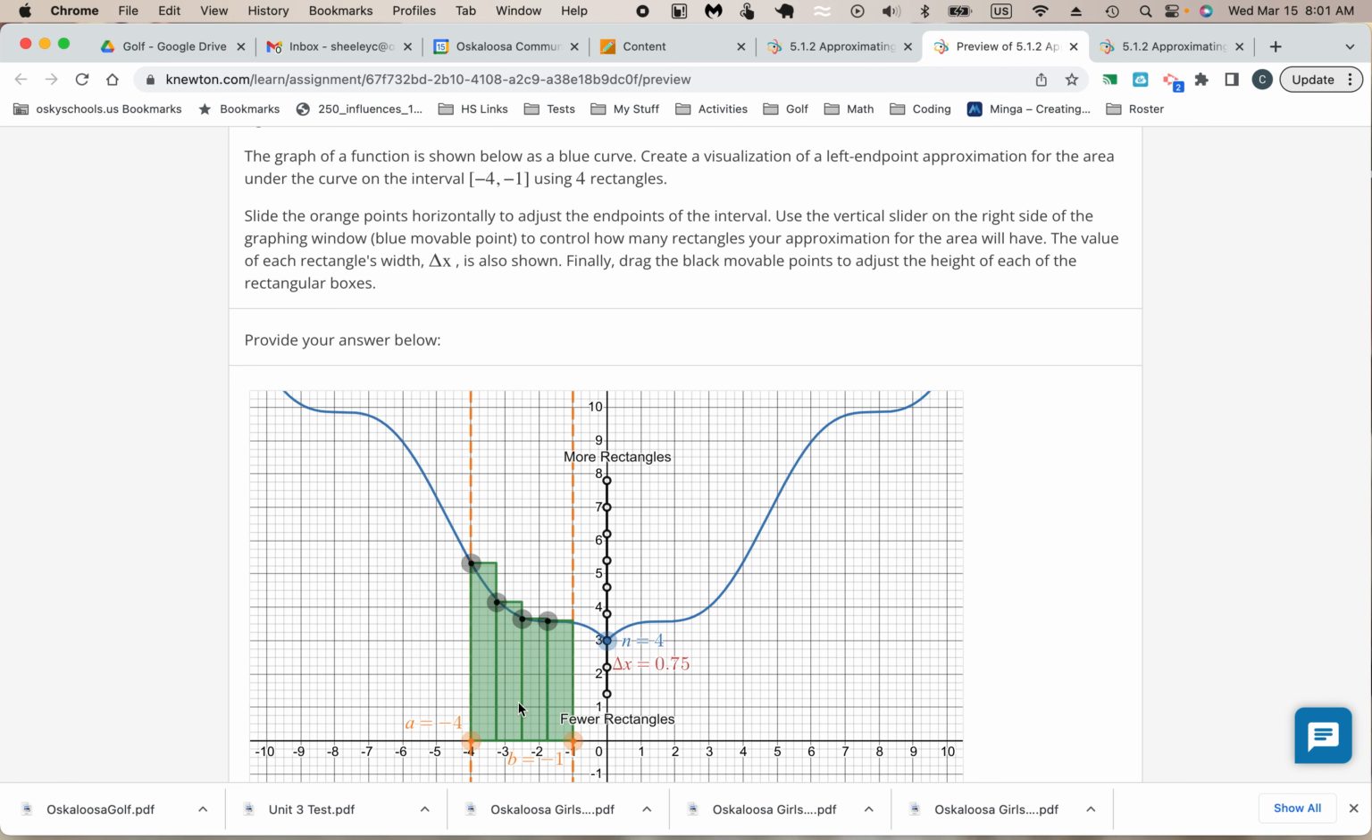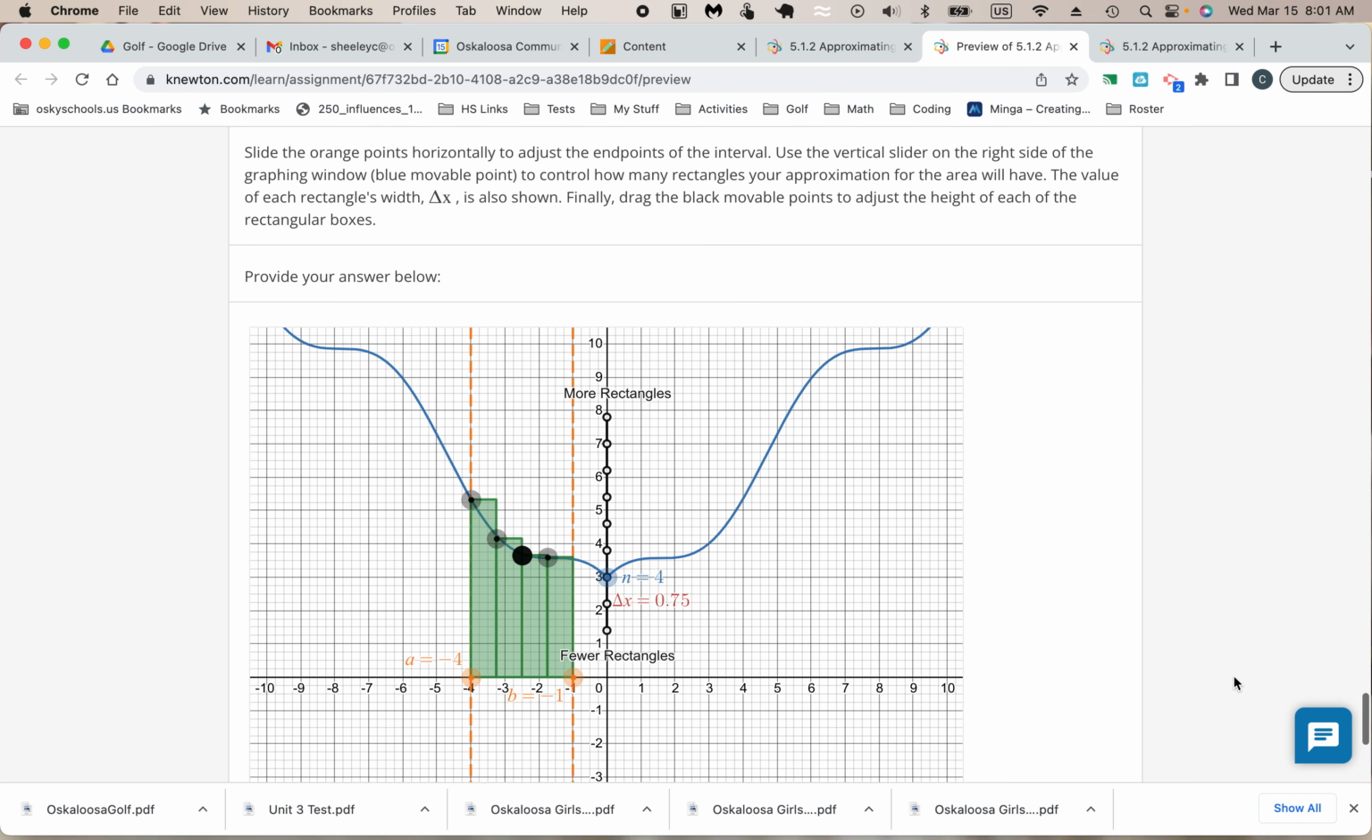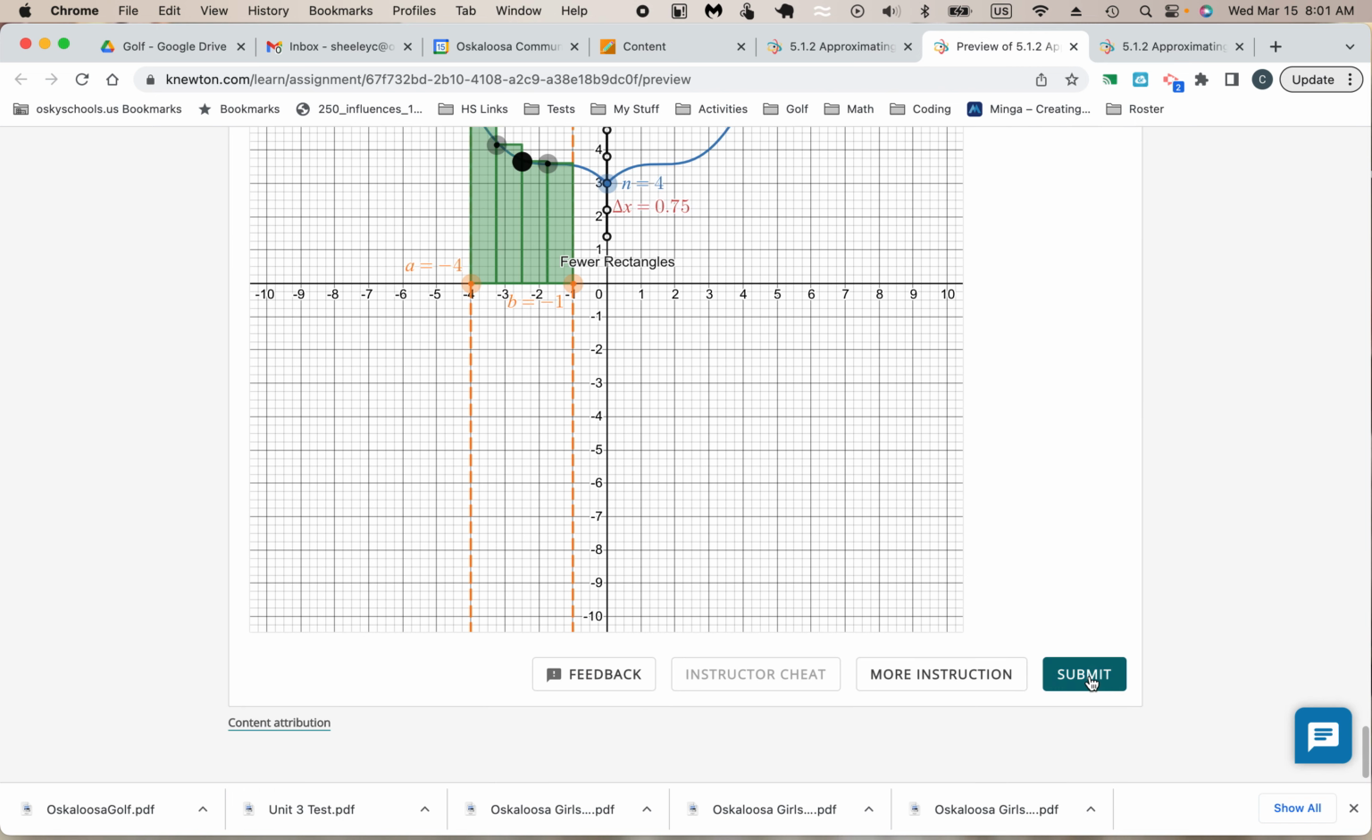So this is going to represent the area under the curve. You can see it's going to be a little bit of an over approximation here because we have some parts of the rectangles that are leaking over the top. But it should be a fairly accurate depiction of the area under the curve.